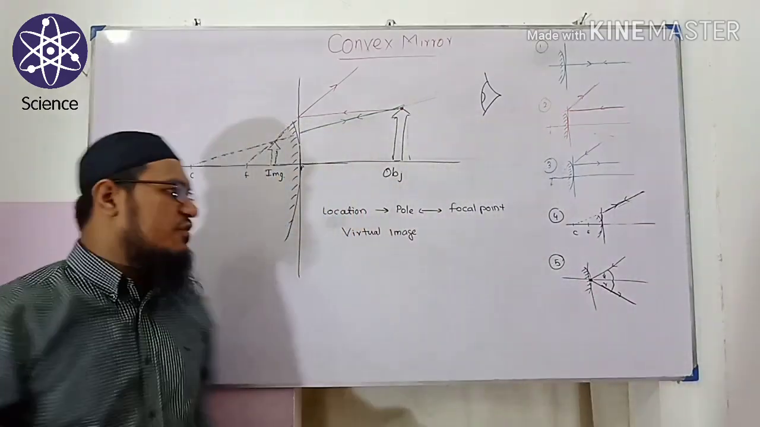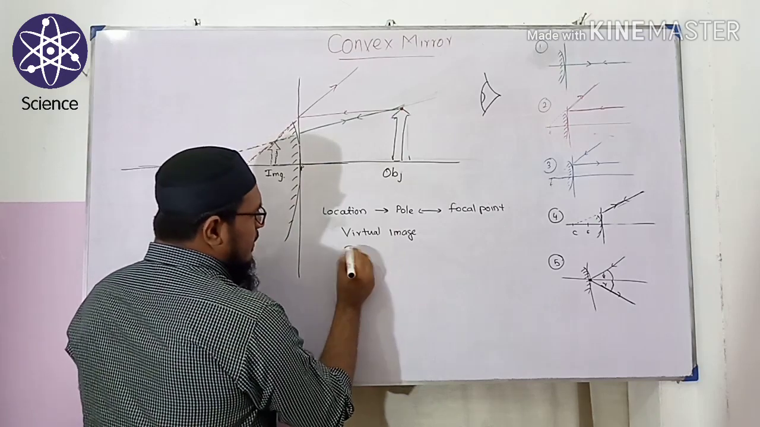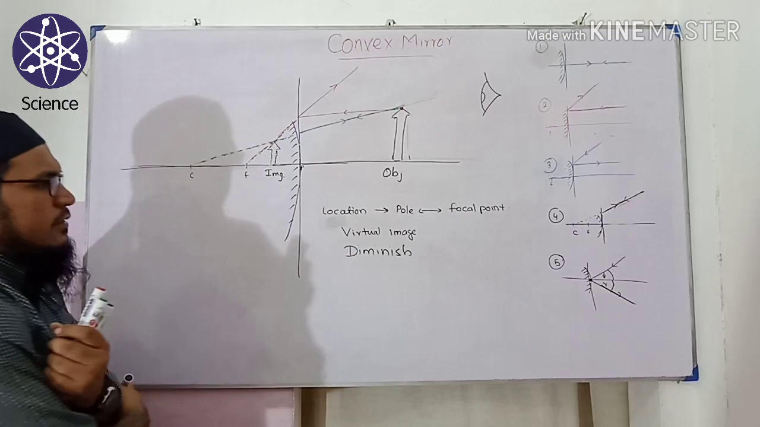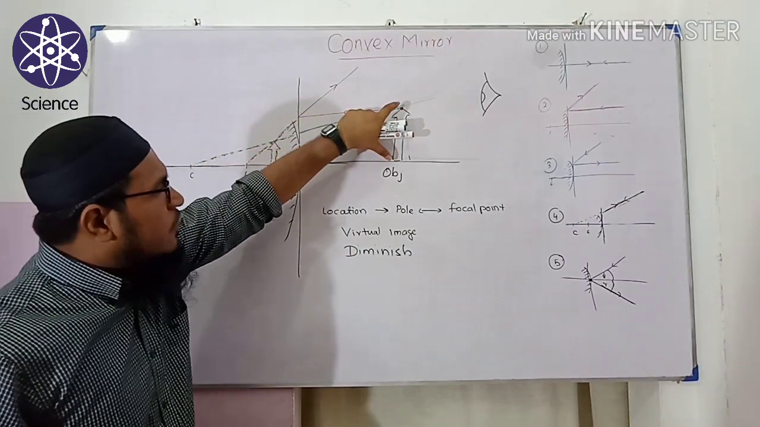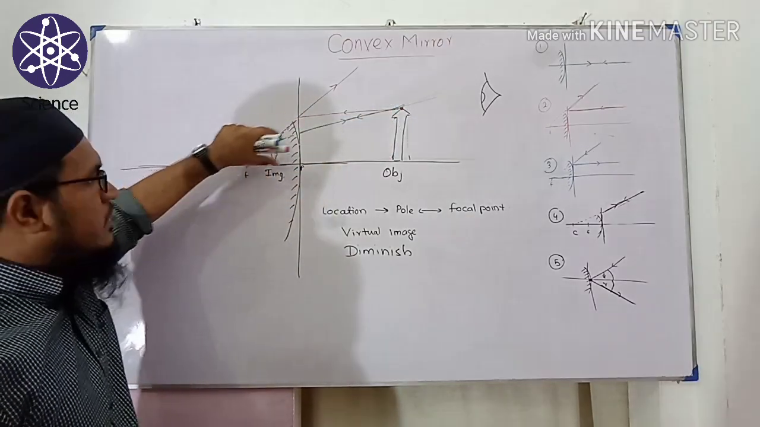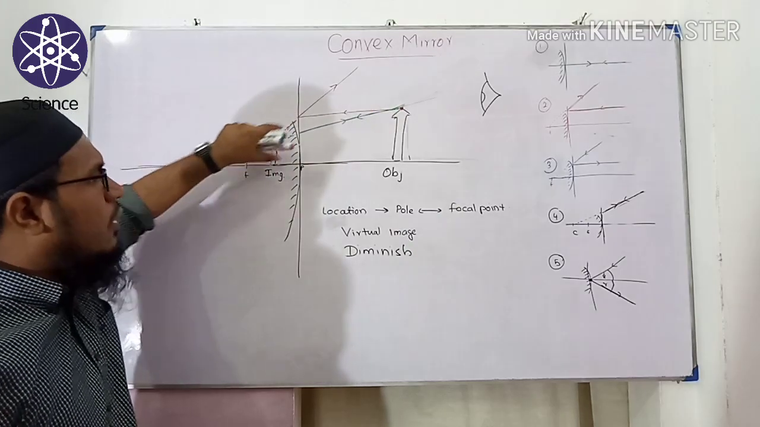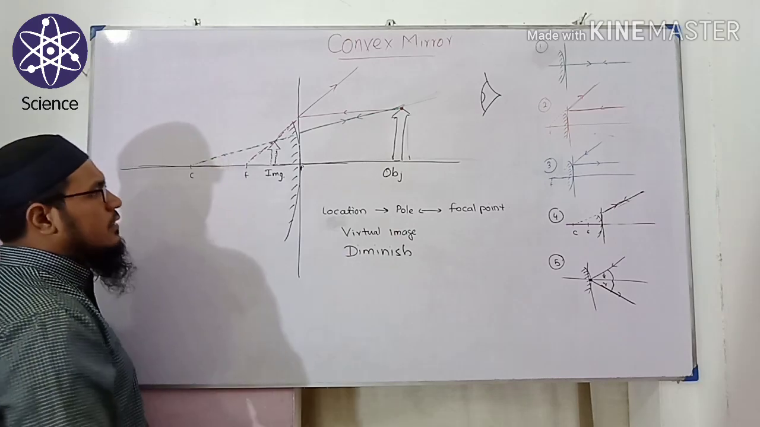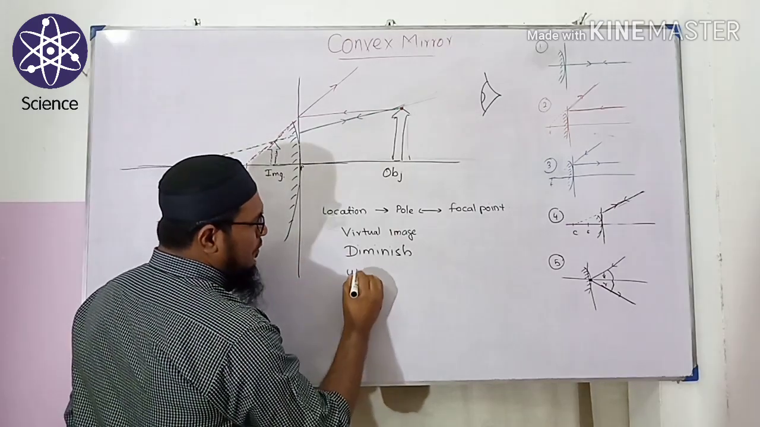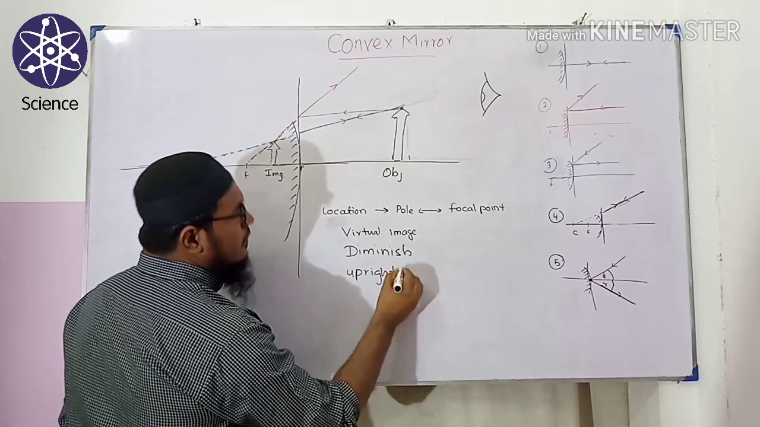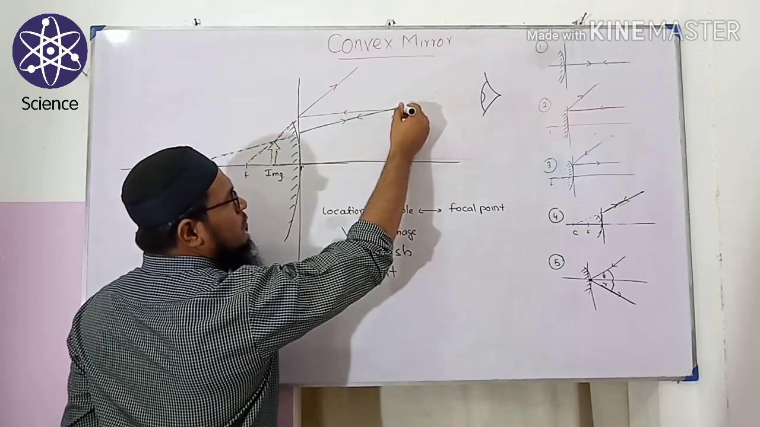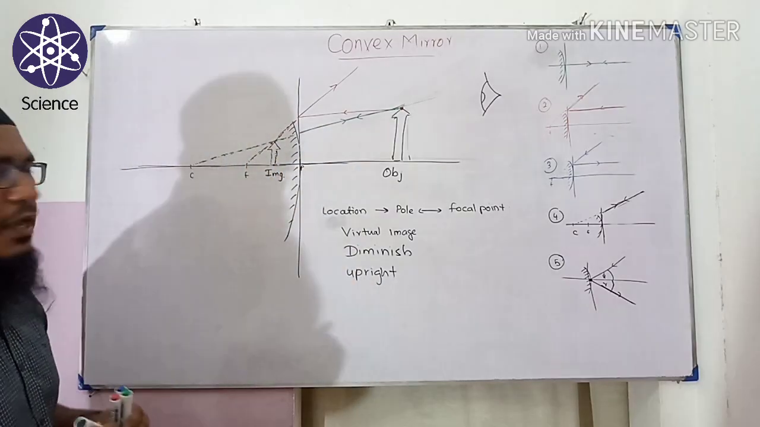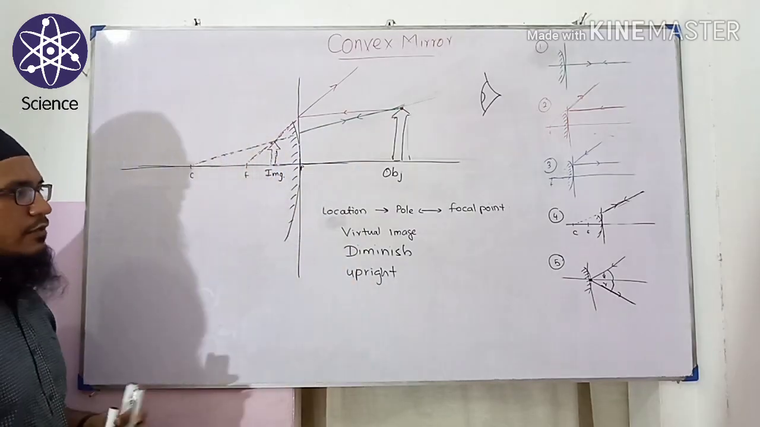Then the next character of this image is, the image is diminished. Diminished means this is the size of the object, this is the size of the image. The image size is smaller than the object size. Therefore, the image is diminished. And the next one, it is upright. This is the tip of the object, this is the tip of the image. Both are on the same side, therefore it is upright.